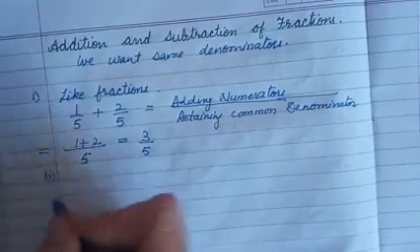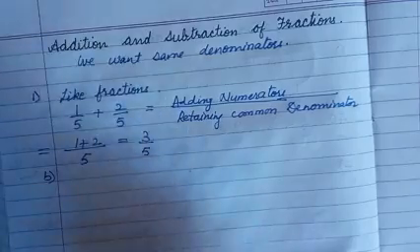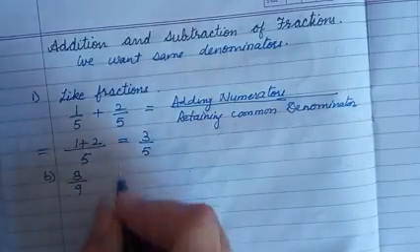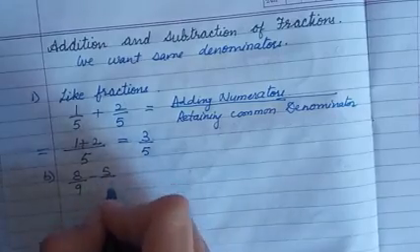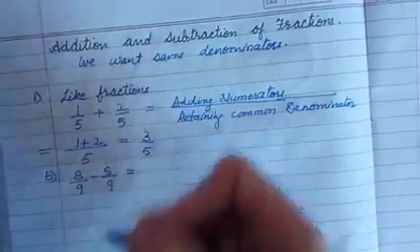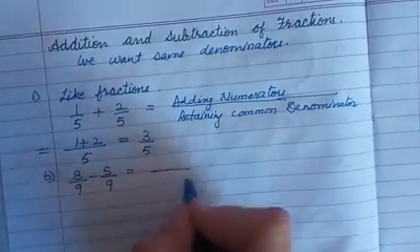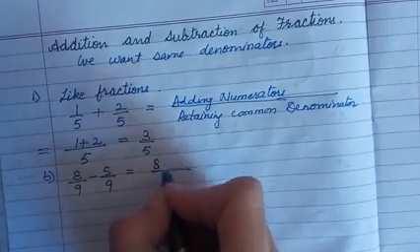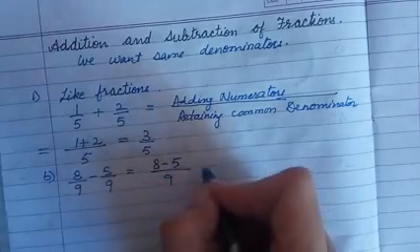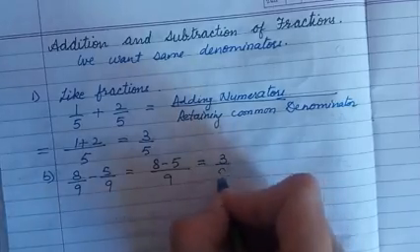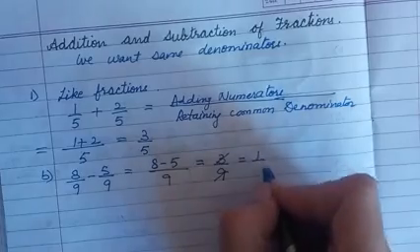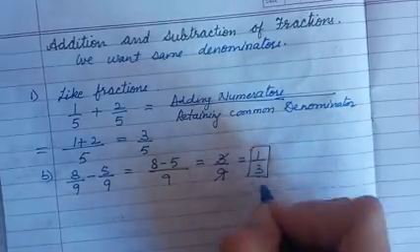Now understand with one more example, subtraction: 8 upon 9 minus 5 upon 9. Similarly, same like this only we will do. We'll write the common denominator 9 and subtract the smaller number from the greater number. So 3 by 9, and convert this into lowest form, simplest form, that is 1 upon 3.